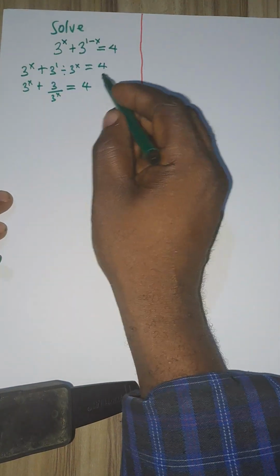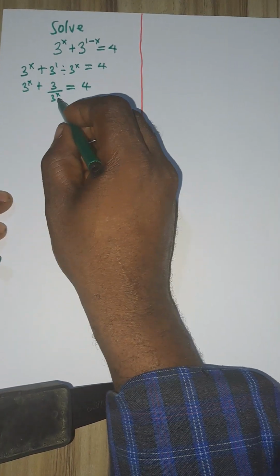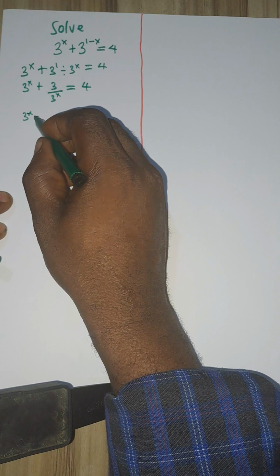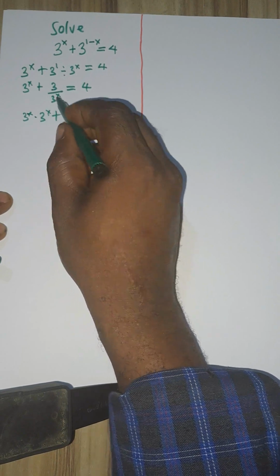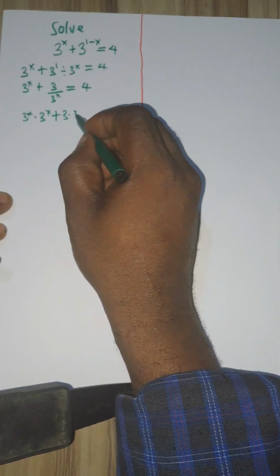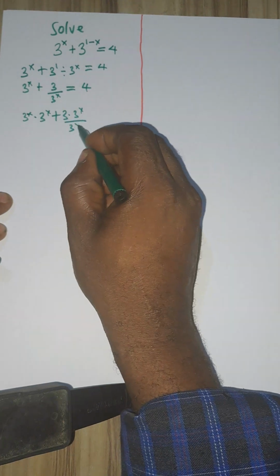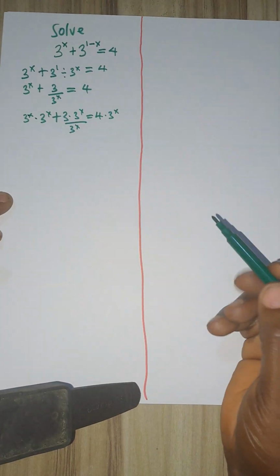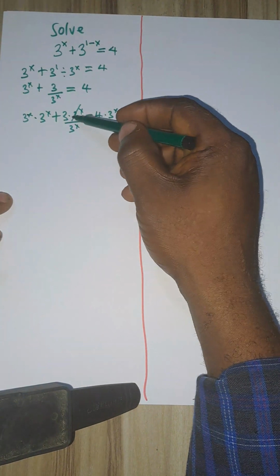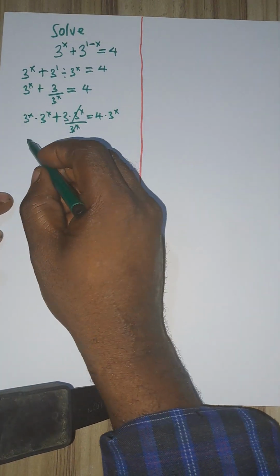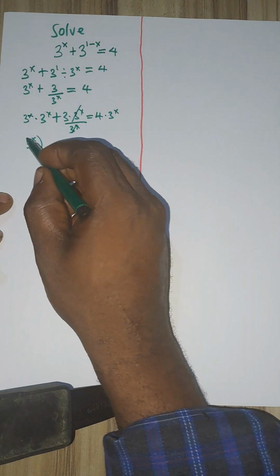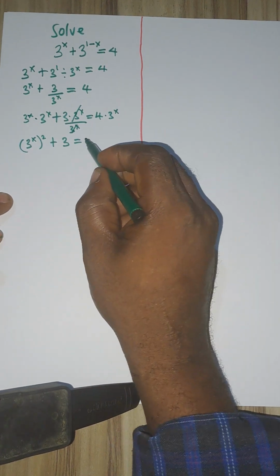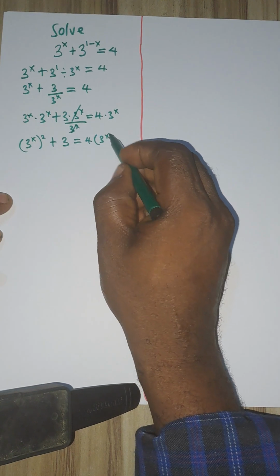Now, if you multiply through by 3 to the power of x, this will be 3 times 3 to the power of x, plus 3, equals 4 times 3 to the power of x. So 3 to the power of x takes away 3 to the power of x. We now have 3 to the power of x, squared, plus 3 equals 4 times 3 to the power of x.